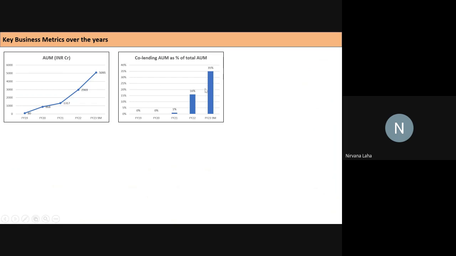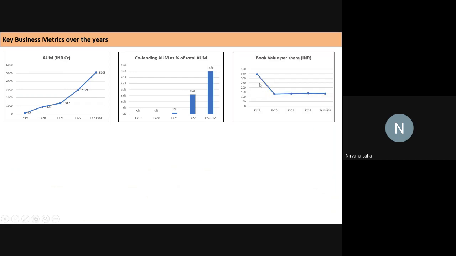It has gone up to 35%. It's jumping really aggressively. They want to be at 50% in FY25. This is a problem area. Their book value per share has not been increasing in the last 3 years. And this is what I was referring to yesterday as well.